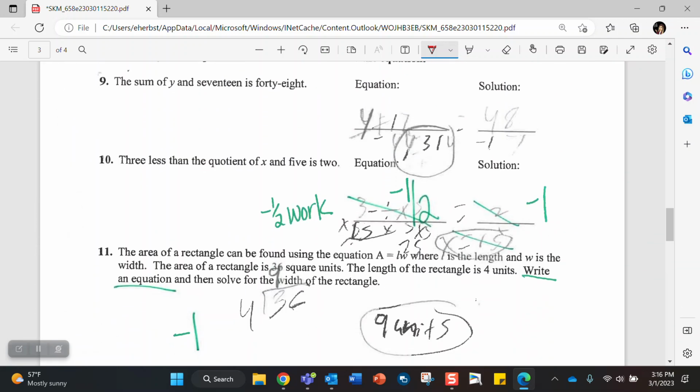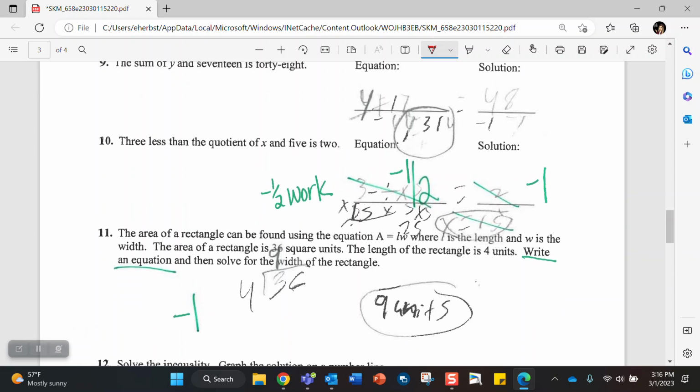Okay, we did fine on 9. 10 was ugly for a lot of students, but he had some pieces right. There's a division sign, I see quotient, he has subtraction, that's less than. Okay, so let's just look at this one. It says 3 less than the quotient of x and 5. I mean, that's a mouthful. What on earth does that even mean?